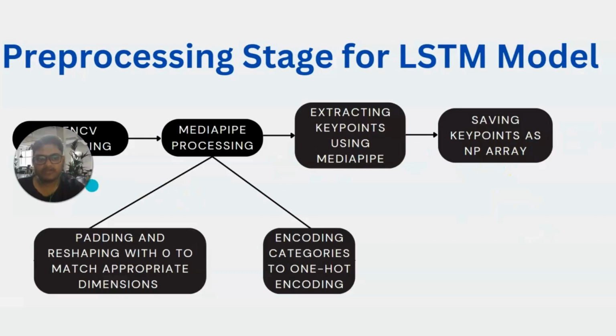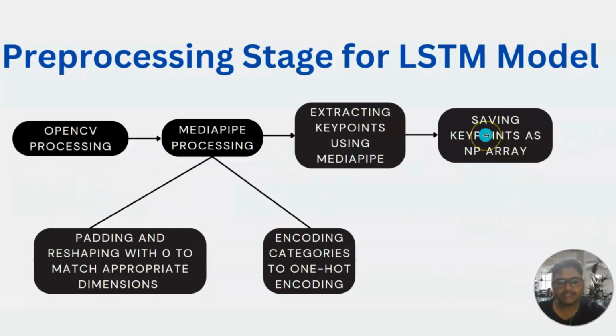Now, for the first model, that is the LSTM model, the pre-processing stage consists of these steps. First is passing the loop from the camera feed to the OpenCV processing. Then we are using Google's MediaPipe model to extract the key points from each frame, and these key points are saved into an NP array and passed on to the model.